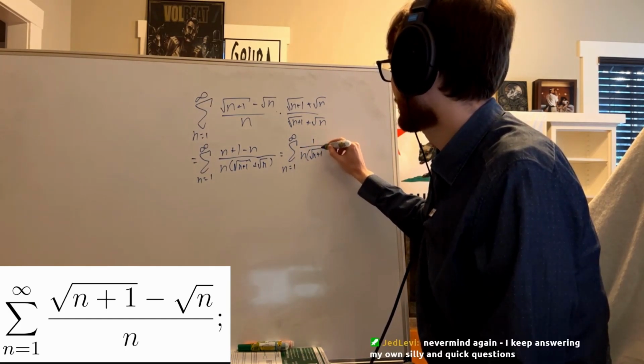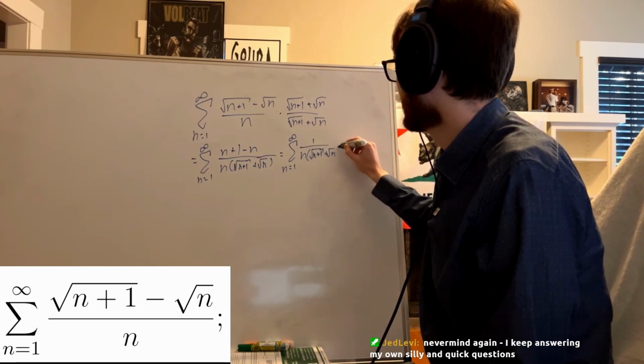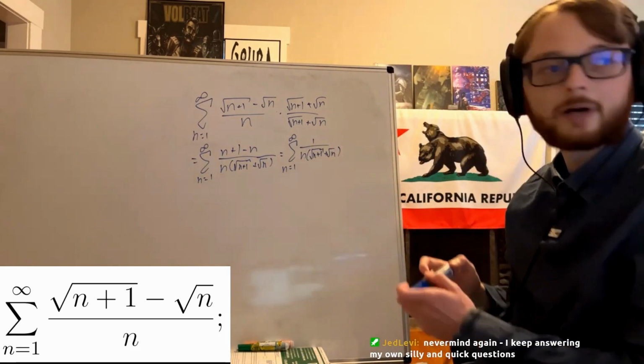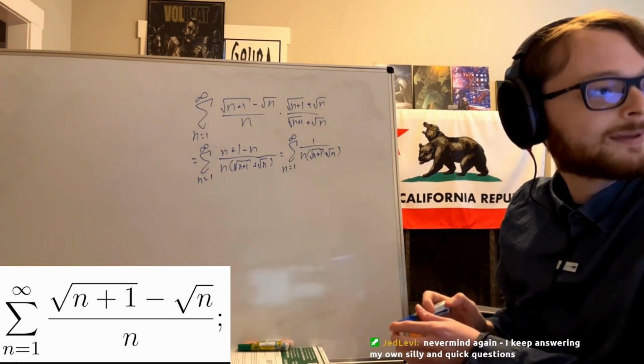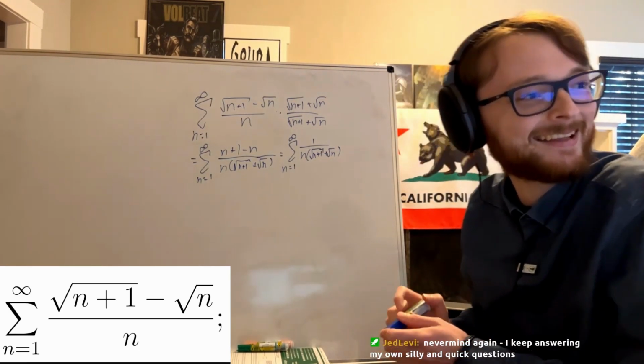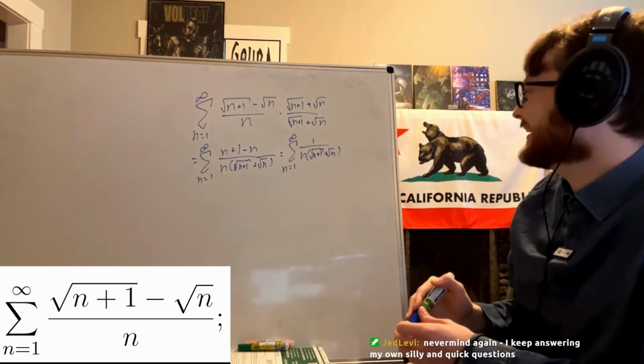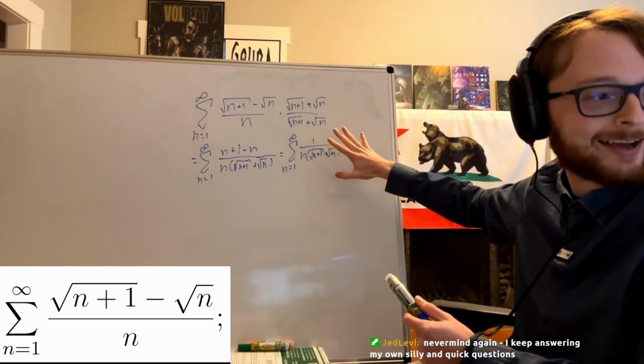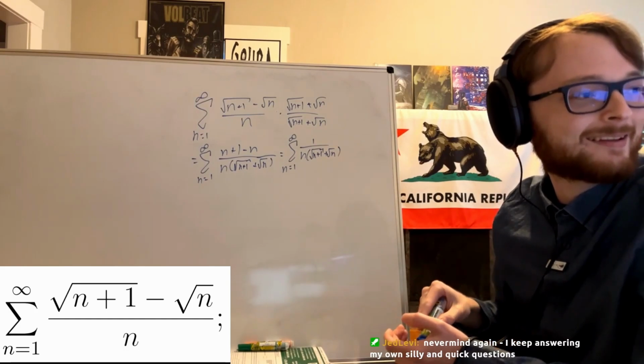Root n plus 1 plus root n. And so this, the degree on the bottom? The Mona Lisa? Oh no. Okay, well, let me just finish this train of thought and then I'll draw my masterpiece.